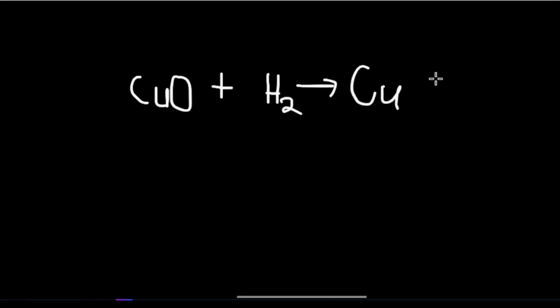Let's say we have been given copper oxide plus hydrogen gas. Then the products that are going to be formed in this reaction will be just copper and water. So we know in this reaction we have seen that copper has lost oxygen, hence it has been reduced. So this is another example of reduction.